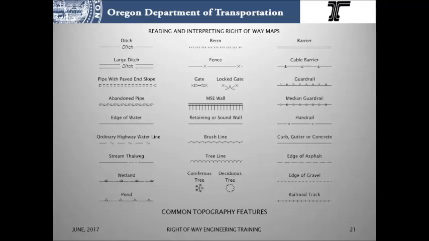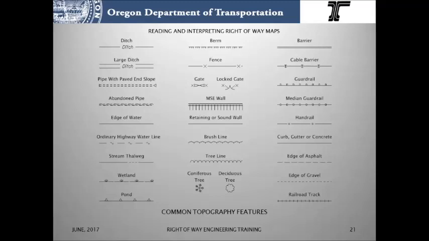Wetlands and ponds. Now, wetland, it's pretty indicated. It looks like little bunches of grass that you would find growing around a swampy area. A pond, now the little triangle symbols on the pond would point into the water. Berms, fence, that's pretty standard fence symbol. Gates, we have just standard gate or lock gate. Walls, brush line, tree line.